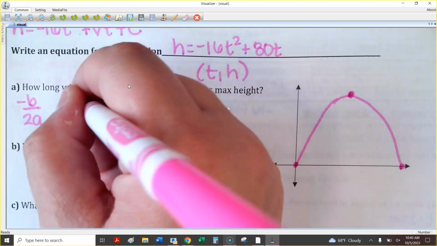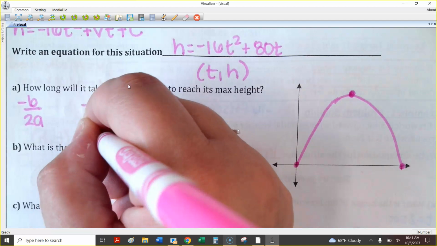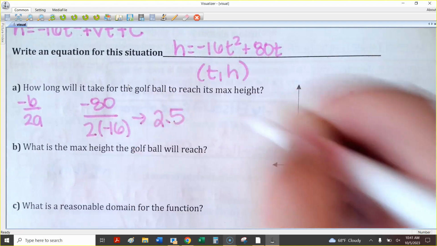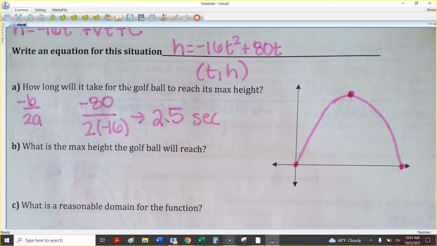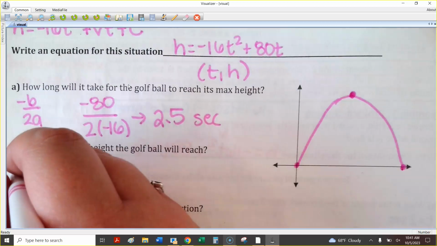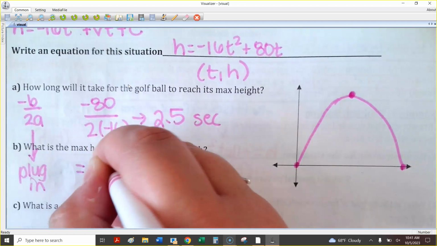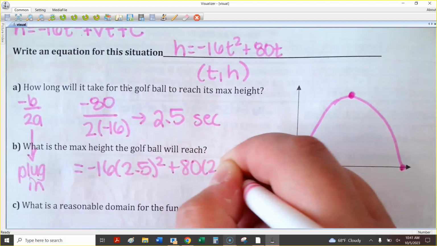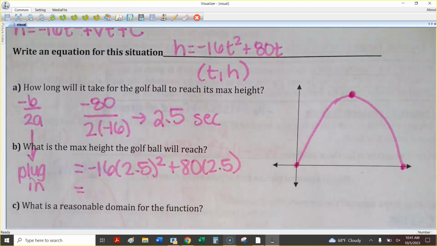We actually did this, sorry, I used the same numbers I did on the front. So opposite of b would be -80 over 2a, which is 2 times -16. This should actually be 2.5 seconds again, like it was on the front, because it's got the same velocity as the question I had over there. All right, now maximum height's going to be different. So we're just going to plug this in. -16 times 2.5, don't forget to square it, plus 80 times 2.5. How high is the golf ball going to go here? Should be a nice number.